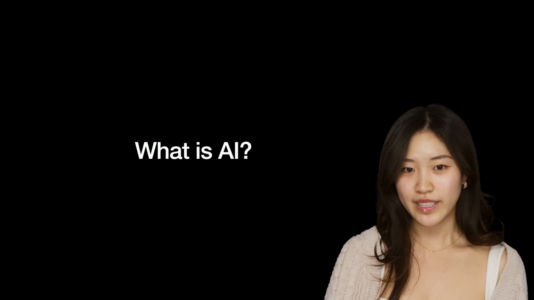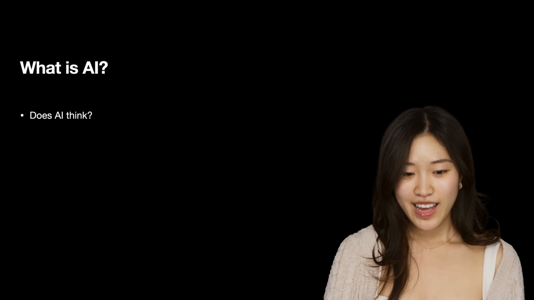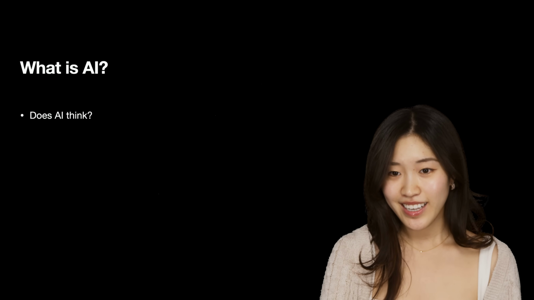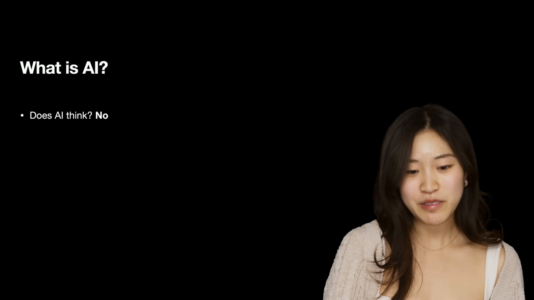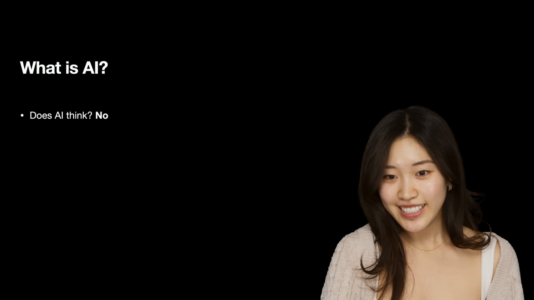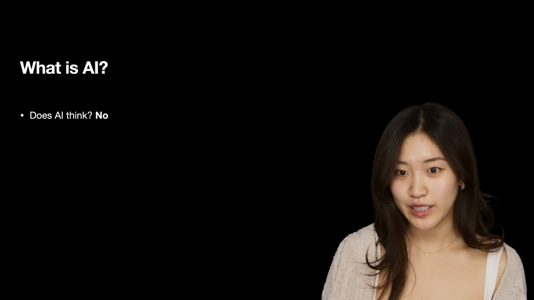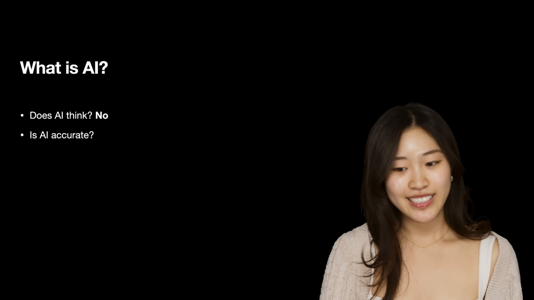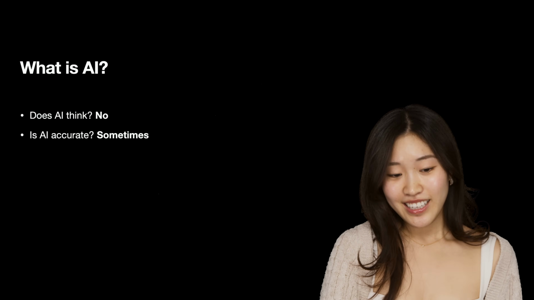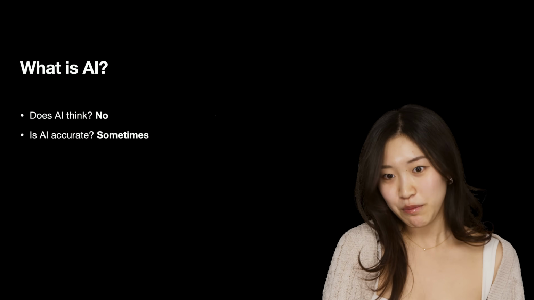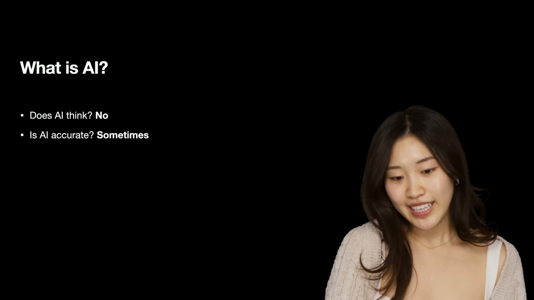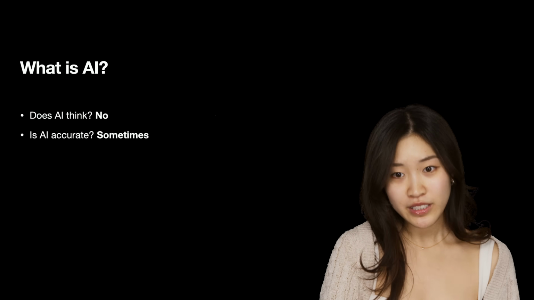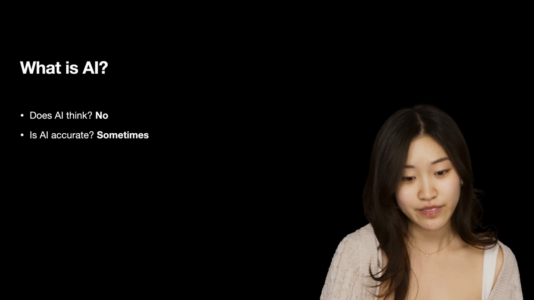So let's dive in with what is AI? There are lots of questions surrounding AI, beginning with, does AI think? And the answer is no, not really. AI doesn't think in the traditional way that humans do, and we'll dive deeper into how this happens in just a second. But next, is AI accurate? And sometimes, yes, it is. It can get pretty accurate. But we do have to take all AI outputs with a grain of salt. It's possible that AI gives you false information with a high degree of confidence.